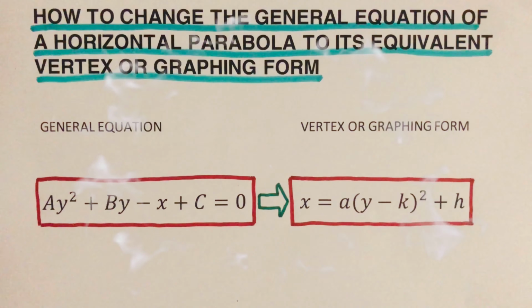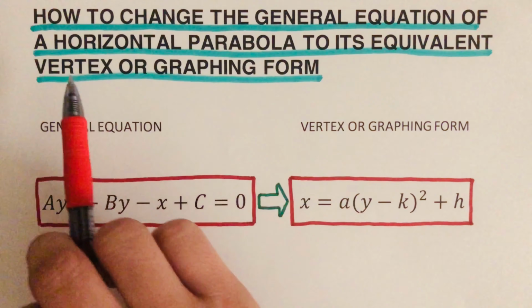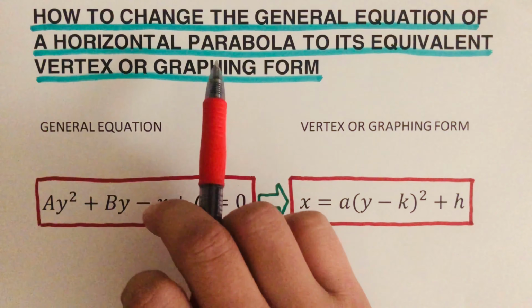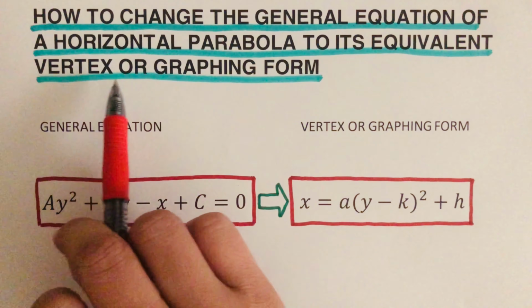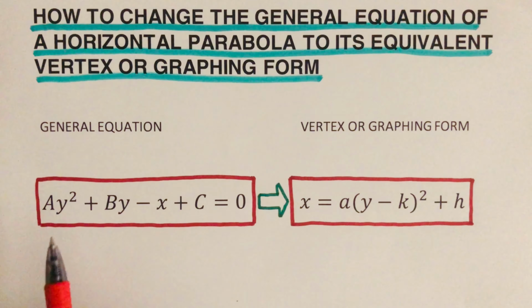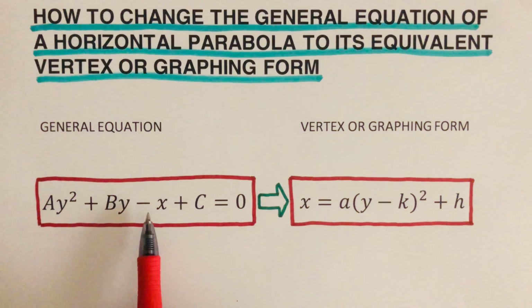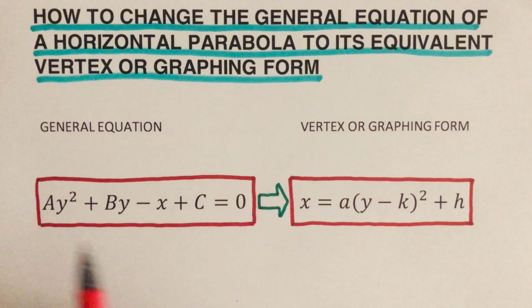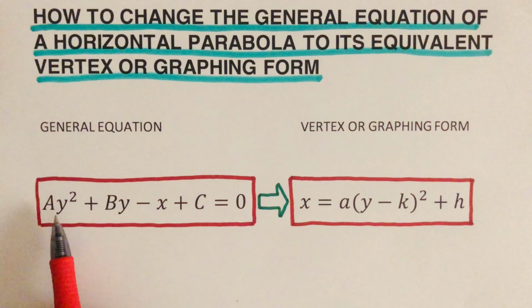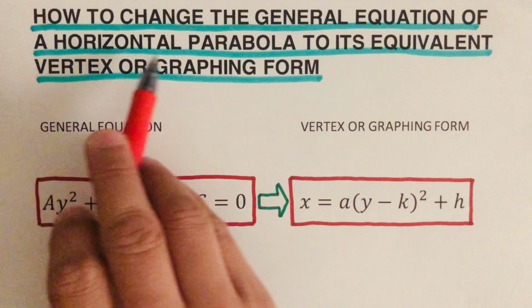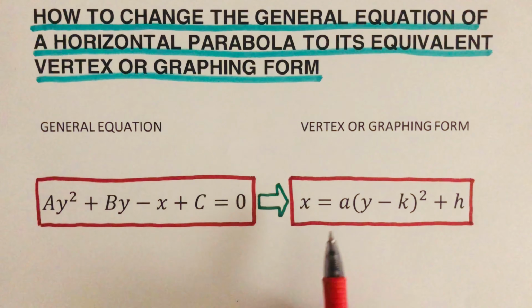Everyone, in this video we are going to change the general equation of a horizontal parabola, otherwise called a sleeping parabola, to its equivalent vertex or graphing form. So this is the general equation of a horizontal or sleeping parabola. Others start with negative x, that should be fine, or you can start with a y squared, it doesn't really matter, but these are the variables that are involved for a horizontal parabola. This is the vertex or the graphing form.